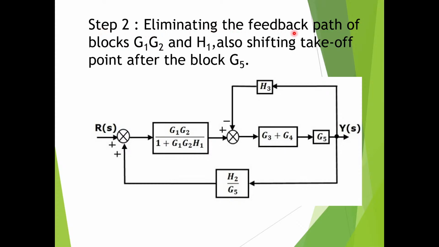Step 2 is what? Eliminating the feedback path of blocks G1, G2 and H1. That is this. And also shifting takeoff point after the block G5. Okay, that I have done already. So now eliminating the feedback path.